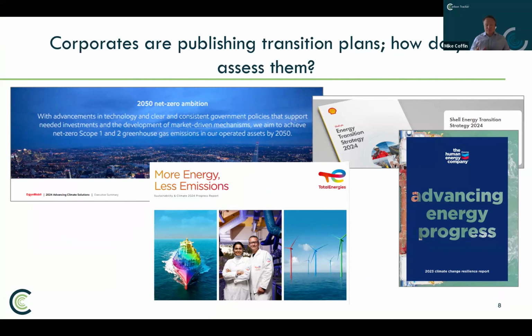So, for example, I've just picked out 4 examples here. You've got Exxon's Advancing Climate Solutions Plan. You've got Chevron's Advancing Energy Progress. You've got Shell's Energy Transition Strategy. And you've got Total's Sustainability and Climate Progress Report. Now, how do you get decision useful information from these, whether you're a climate concerned investor or a mainstream investor purely focused on financial risk and opportunity?